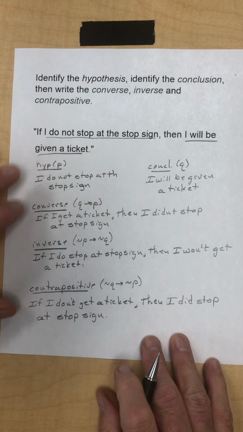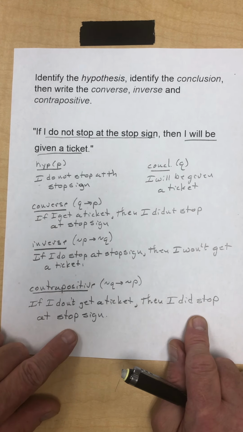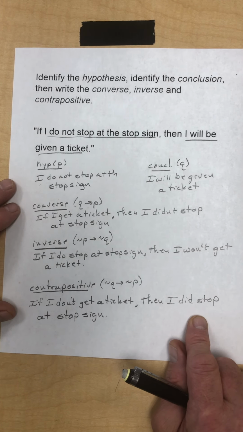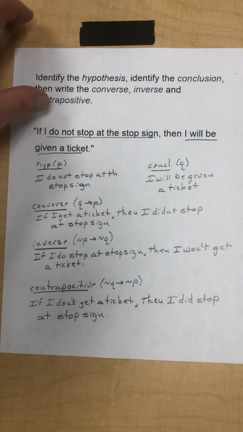I'd say that's false as well. So let's suppose I don't get a ticket. Does that mean I stopped at a stop sign? No. I could have gone right through the stop sign, but there was no cop around to see it happen, so he didn't give me a ticket. Okay, so all three of those are false.